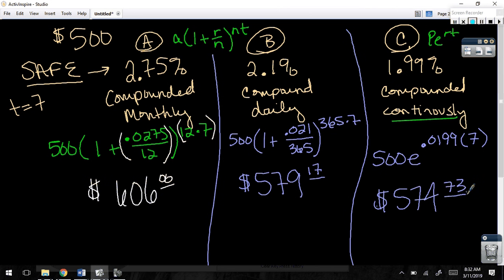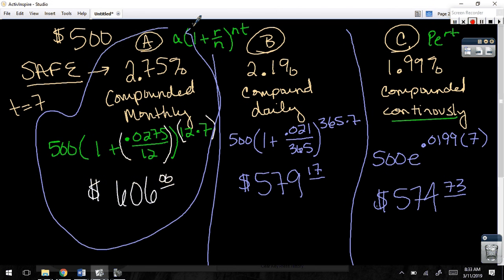574.73. Which one should you go with? What's more important really than how many times it's compounded? The higher interest. That's right. I figured that was probably easy.